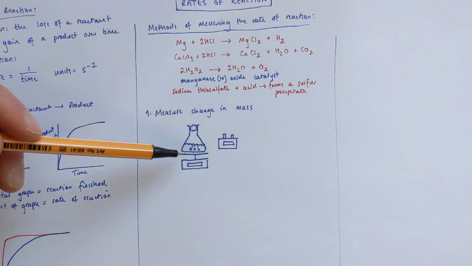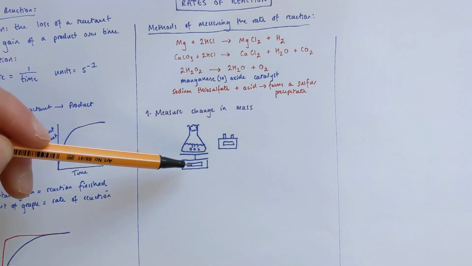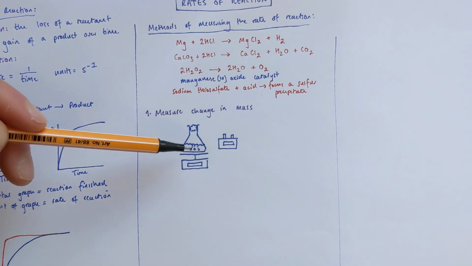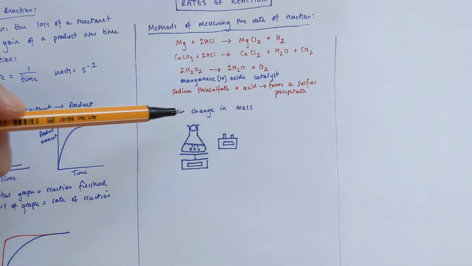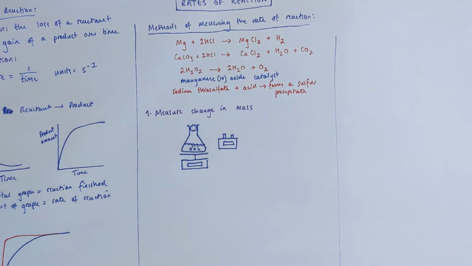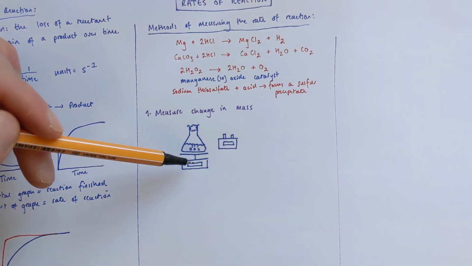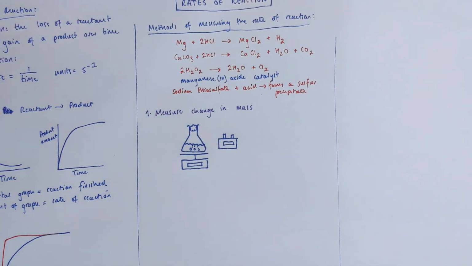So if you put the flask on top of a balance and you look at the reading in the balance, it'll gradually get lighter and lighter as the gas fizzes off. And what you would do is you'd have a stopwatch beside it, and every, for example, 30 seconds, you would take a reading of the mass and keep track of how quickly the mass goes down over time.